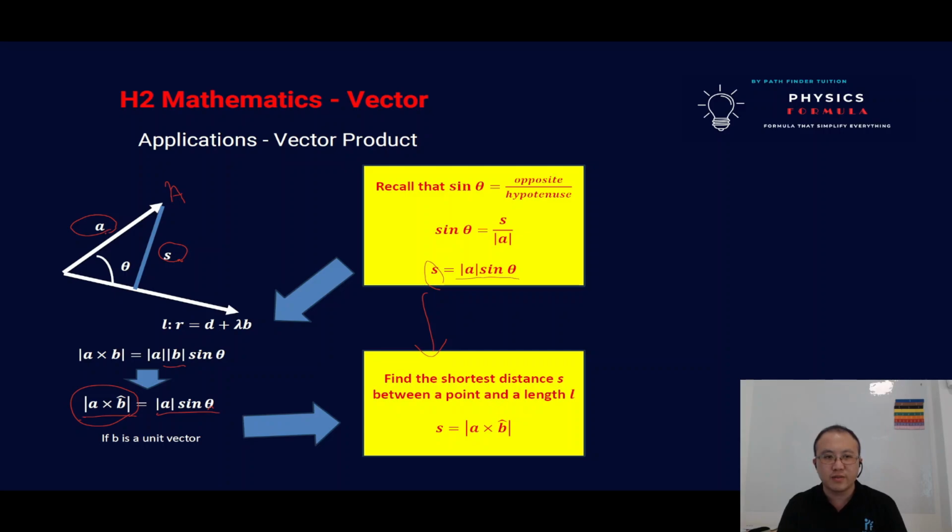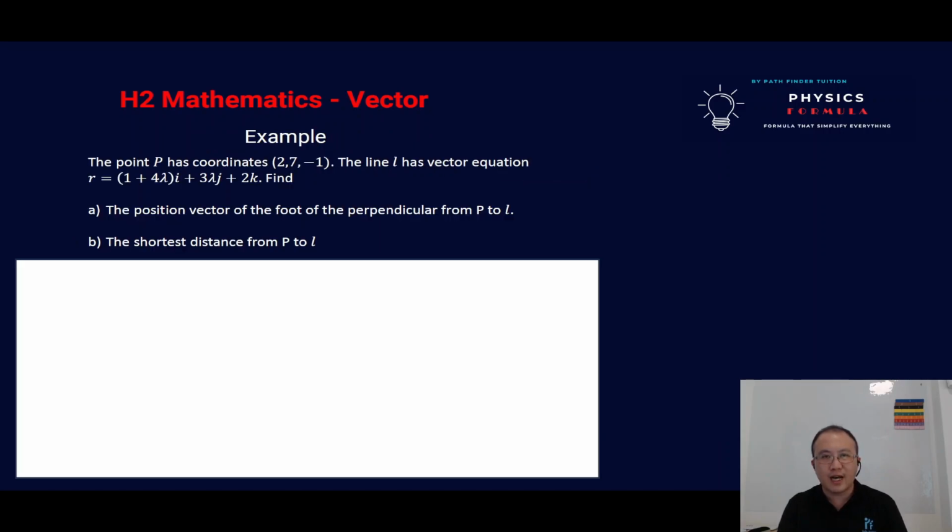Don't just memorize it. Okay, this will be our last question for today. The point P has coordinates 2, 7, minus 1.